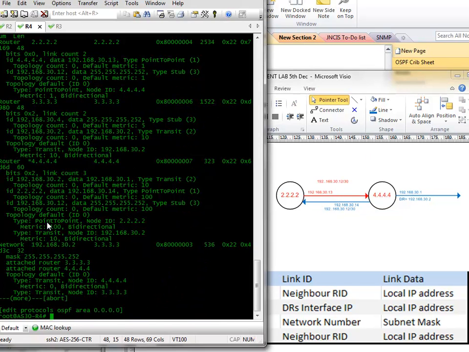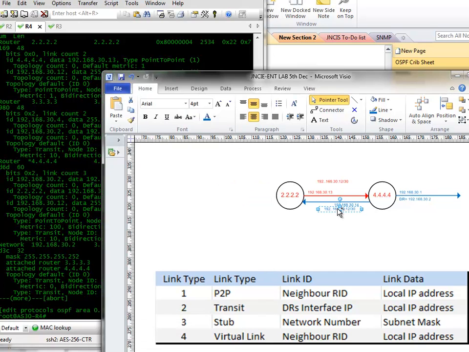Okay, now let's move down here. So we've done that. Now something also worth pointing out is that the metric going onto this link is 100. Let's just put that on there. And also that's a point to point, let's note that down as well.